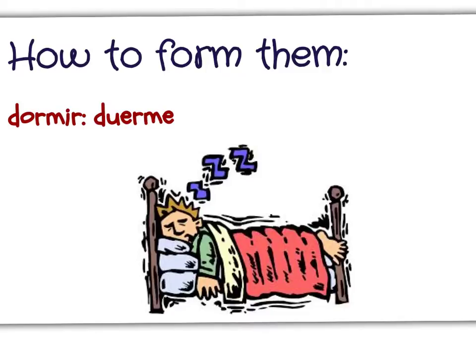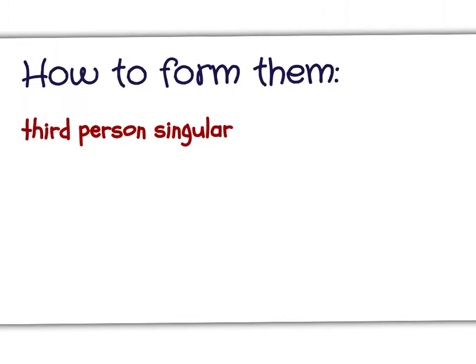My IR example is also a stem-changing verb. Dormir, sleep, duerme. So in case you can't remember, you form them by forming the third person singular. That means the él form of the verb.